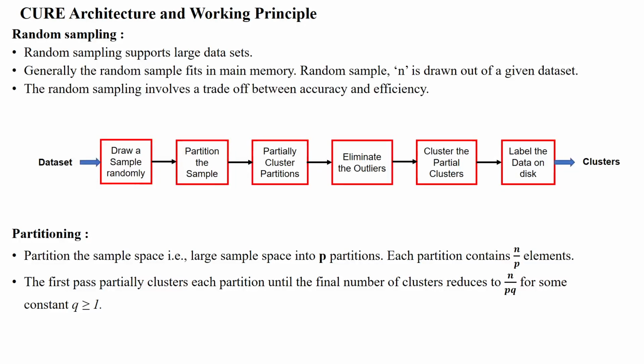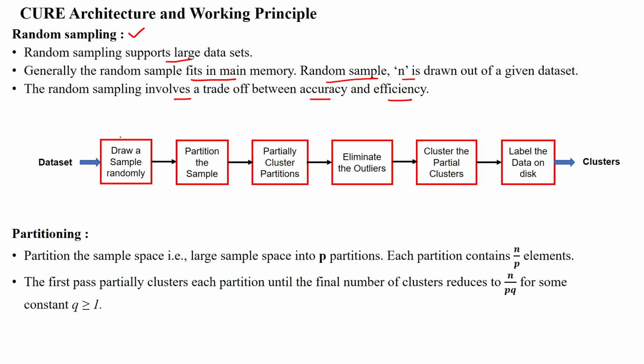Hi, the CURE architecture has six stages. The first stage is random sampling. Random sampling is used to handle the large data sets given as input. Generally, a random sample fits in the main memory of the computer. So the CURE architecture selects a random sample with n data points from the given data set. Random sampling involves a trade-off between accuracy and efficiency.